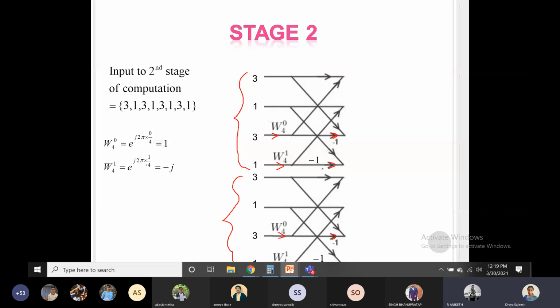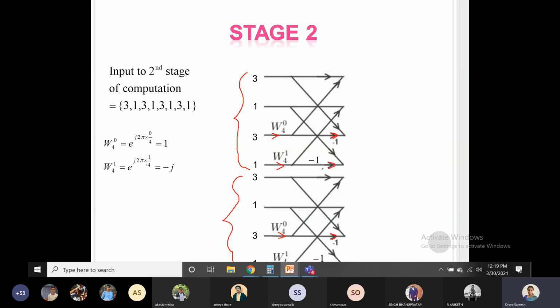So cos pi by 2... I wrote it wrong. It is e raised to minus j, the twiddle factor. I made a mistake there. E raised to minus j will be there. Okay, I have given the explanation for the twiddle factor.